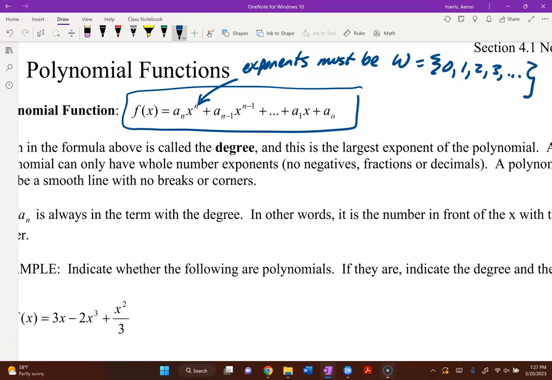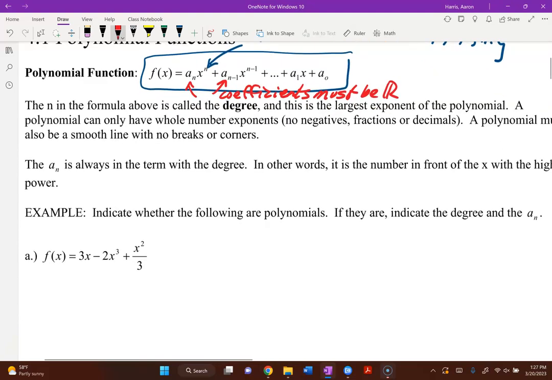And then the coefficients, all these coefficients must be real numbers, right? So real numbers, anything, right? Fractions, decimals, irrational numbers like pi is even a real number, right? The only thing it can't be is like square root of -1, right? That's not a real number. So the coefficients just got to be a real number.